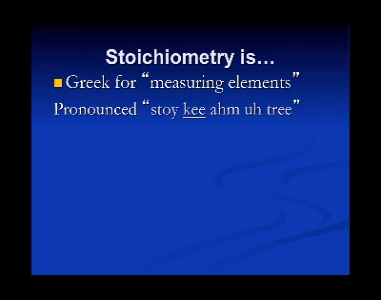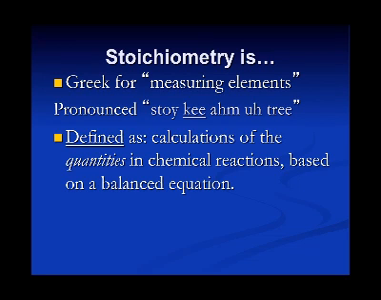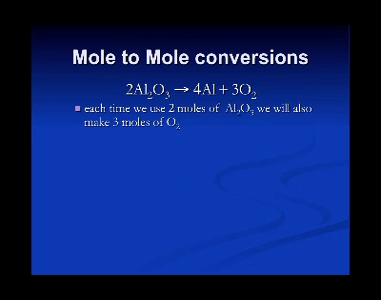So first of all, what in the world is stoichiometry? Stoichiometry is the Greek word for measuring elements. We define it as calculations of the quantities, so how much you have in chemical reactions based on your chemical equation. If you remember back, we would add coefficients to make an equation balance, which means we should have twice as much or 3 times as much or 4 times as much of a certain product or reactant. This is basically taken into account in stoichiometry. So let's just do a practice.